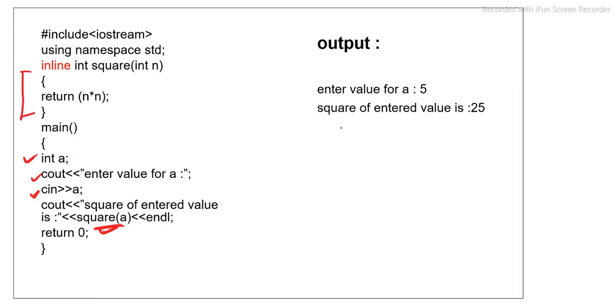So here the square function is made inline. We have passed the value of a as a parameter. Here it will return some integer value, and it will display the output here. When you execute the program, it will display the output like this. Enter the value for a is 5, then the square of the value will be 25. So this is all about the inline function program.